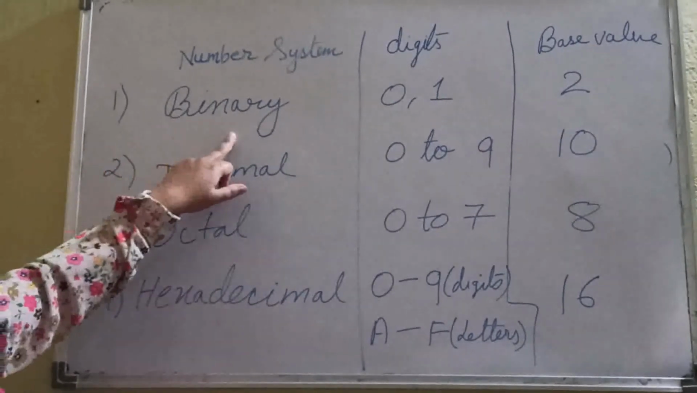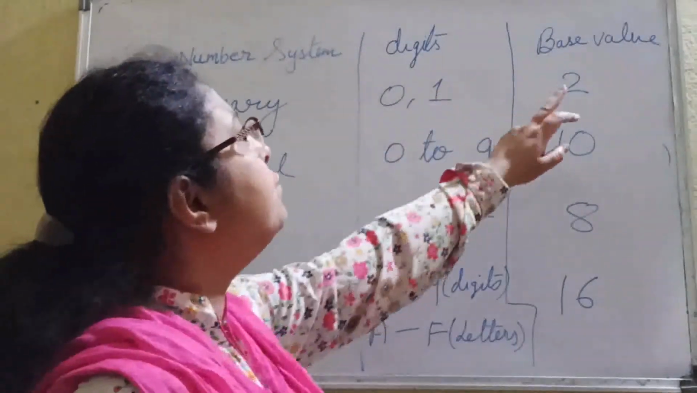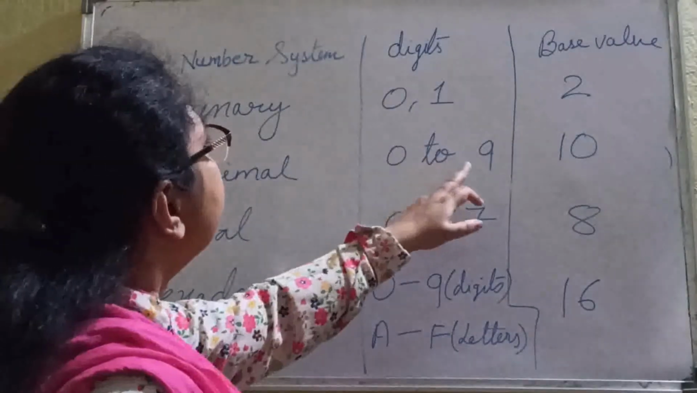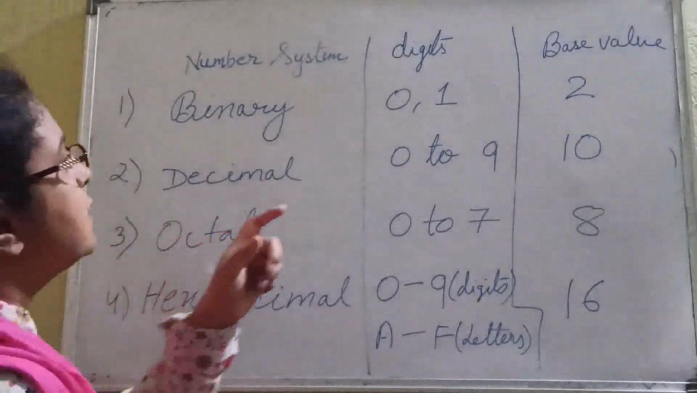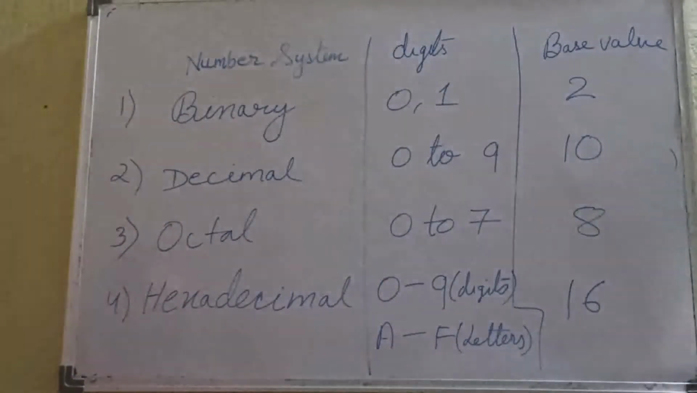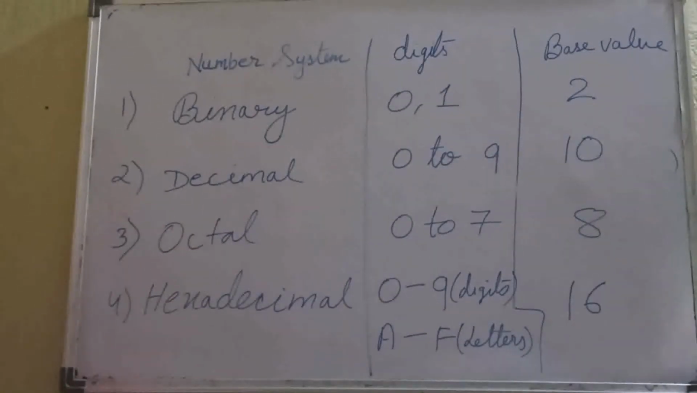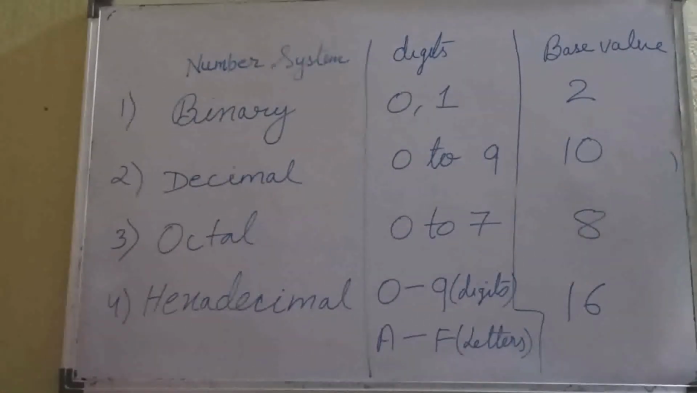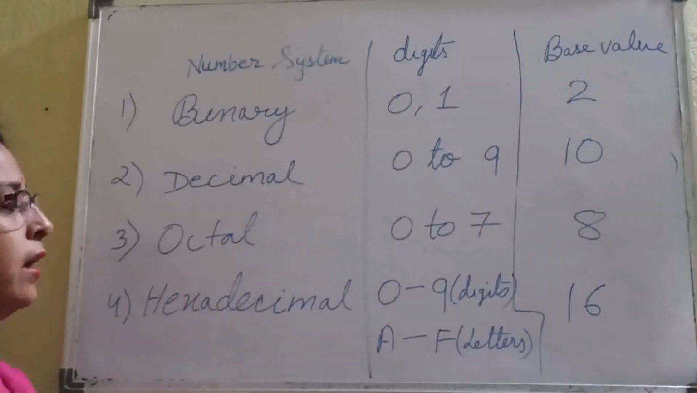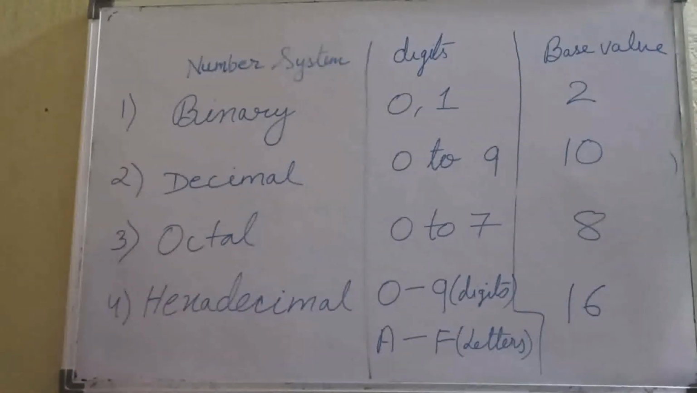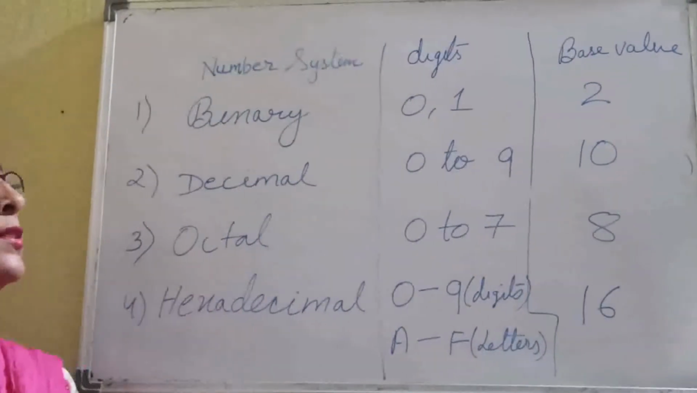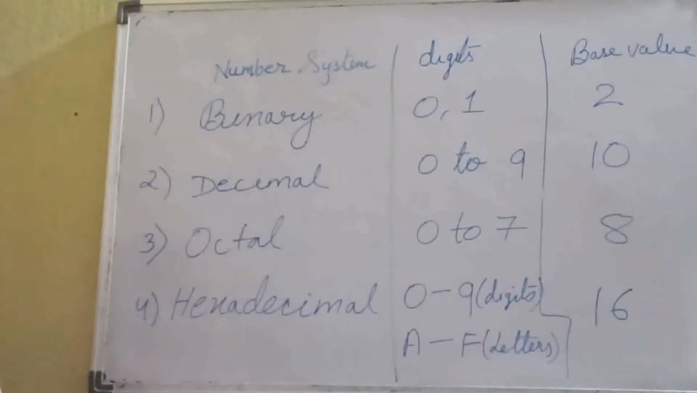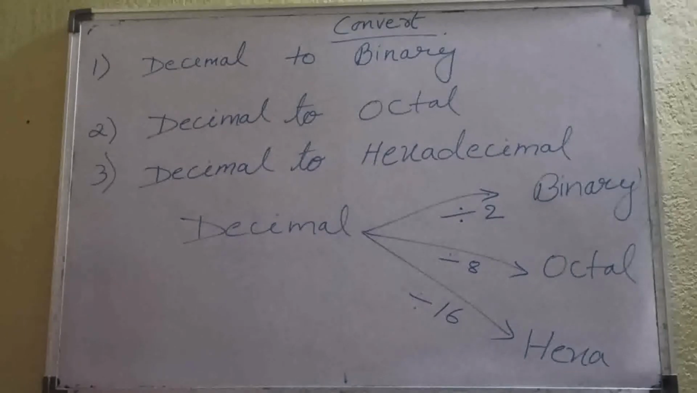Binary number system uses 2 digits 0 and 1, its base value is 2. Decimal number system uses 0 to 9 digits and its base value is 10. Octal number system uses 0 to 7 digits and its base value is 8. And hexadecimal number system uses 0 to 9 and letters A to F, its base value is 16. Children, you will note down this in your classwork copy and you will learn it. Now I will start conversion.